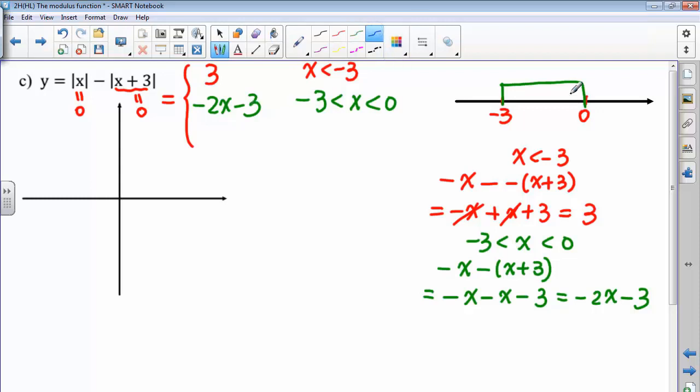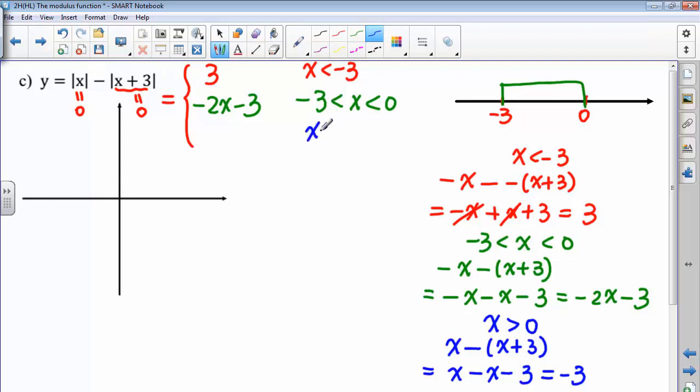The last piece is x is greater than 0. If x is positive, you know this one, absolute value of x should be just x. x plus 3 is still positive. So when you remove the modulus sign, you only have brackets x plus 3. Then simplify this expression. It's x minus 3, which is -3. Which means the third piece in this piecewise function is, when x is larger than 0, it's -3.